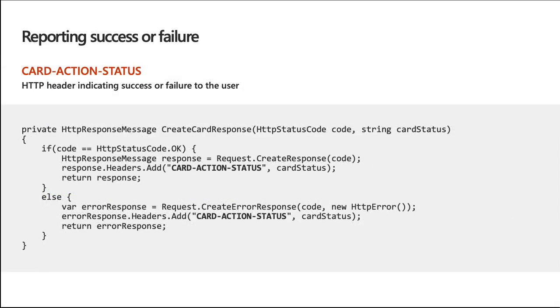When your API receives an HTTP POST from the action performer, it responds to the HTTP request indicating a success or a failure along with a message. The success or failure is indicated by returning an HTTP 200 success or an HTTP 400 through 499 failure status code. You can include an additional message to the user by including it in the CARD-ACTION-STATUS HTTP response header.